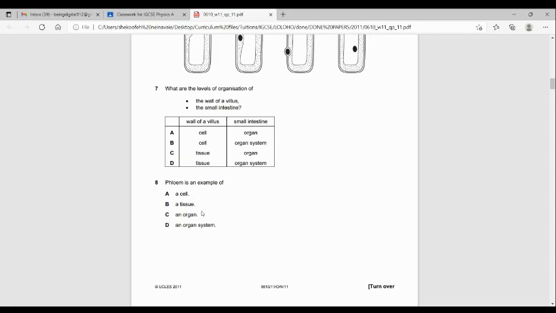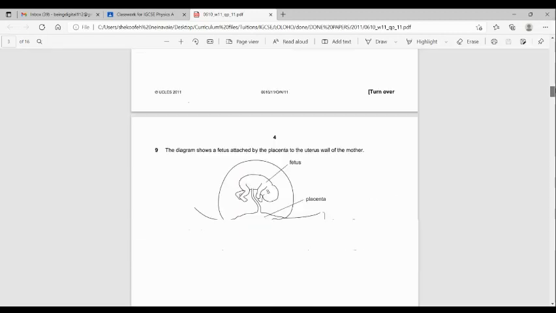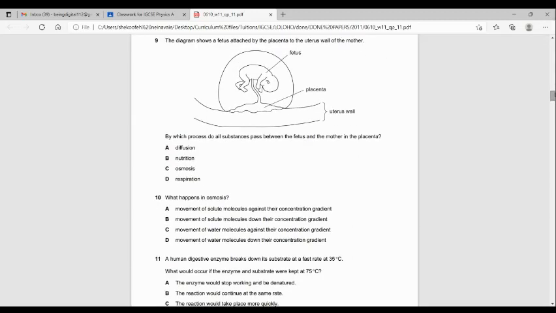It is not an organ, because an organ is made of different tissues that work together for the same purpose, and it's also not an organ system. Answer is B. Now we go to question number 9.